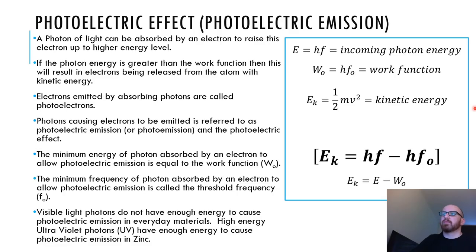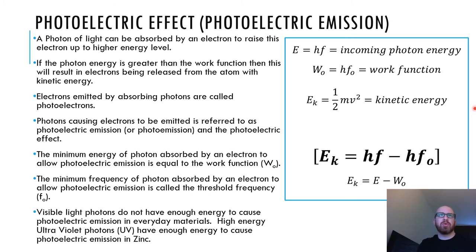So what do we have to do with this? We have to do some calculations, and this is talking you through the calculations and the formula you need to use. A photon of light can be absorbed by an electron to raise this electron up to a higher energy level. If the photon energy is greater than the work function, then this will result in electrons being released from the atom with kinetic energy. So this is what we talked about earlier.